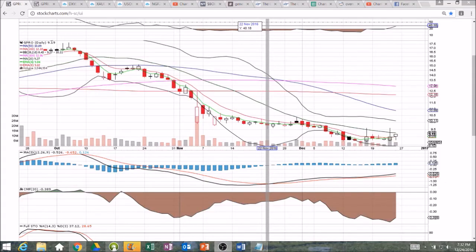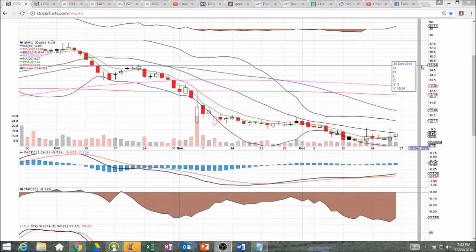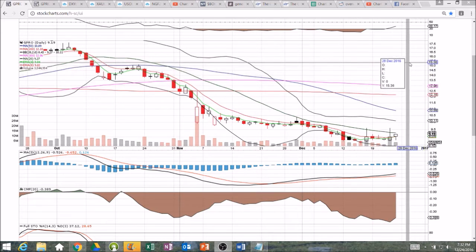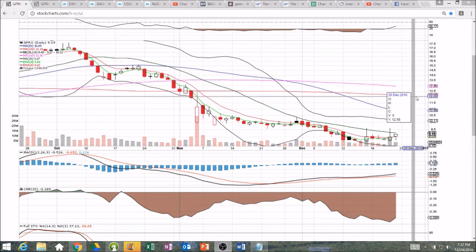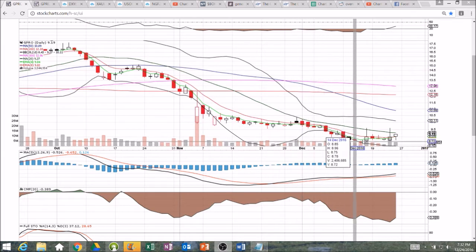Happy holidays, everybody. Looking at GPRO on the daily, weekly, shorter term time frames. It's time to start scouting for a bounce. I'm not convinced just yet. What I want to see is the middle Bollinger Band as support on the daily time frame, and that is because we've been rejecting from it 1, 2, 3, 4 times now, and we've yet to get over it.